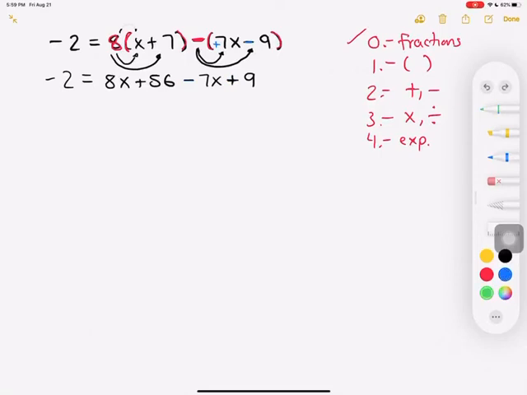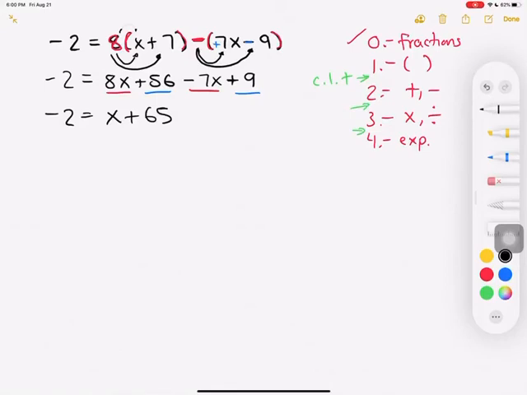In between each of these steps, if possible, you have to combine like terms on both sides of the equation. So I'm just going to leave the -2 on the left side. We're not doing anything to that. Like terms to combine are 8x minus 7x. So 8 minus 7, that's going to be 1x. And then I'm also combining the numbers. So 56 plus 9 should be 65. Okay, you add those two numbers.